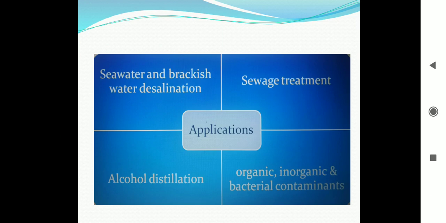Now what are the applications of the solar water distillation unit? First application, as we have discussed, it is used for the treatment of waste water, and it provides safe drinking water. Second, it helps in the removal of organic, inorganic, and bacterial contaminants. It is also used for alcohol distillation. It is used for seawater and brackish water desalination. So it is very economical for remote areas and also helps in improving the standard of living. It is used for areas where the water supply is very poor.